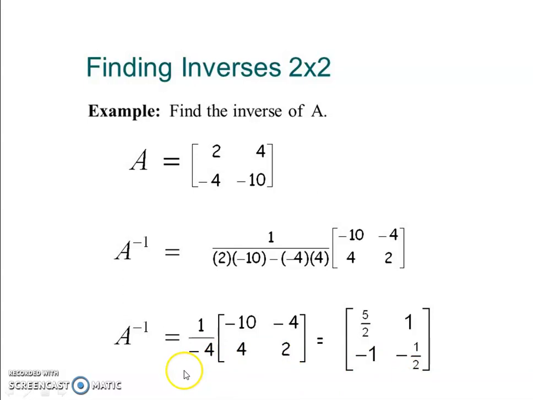2 upon minus 4. That means what? 4 is divisible by 2, so 1 upon minus 2 is the final answer. So we derive the inverse of [2, 4; -4, 10] as [5 upon 2, 1; minus 1, minus 1 by 2].